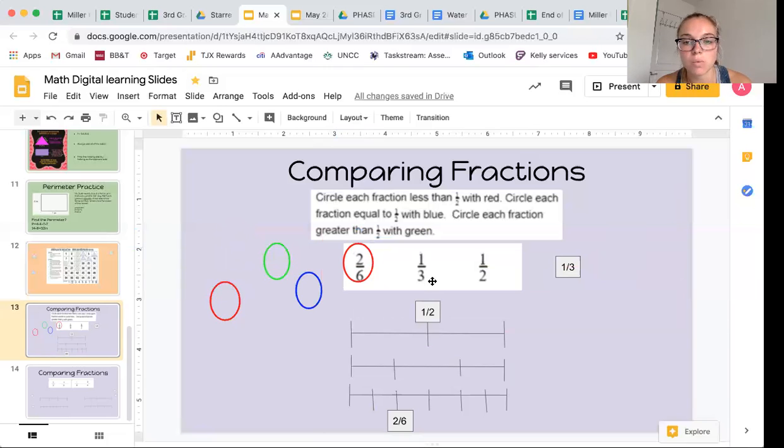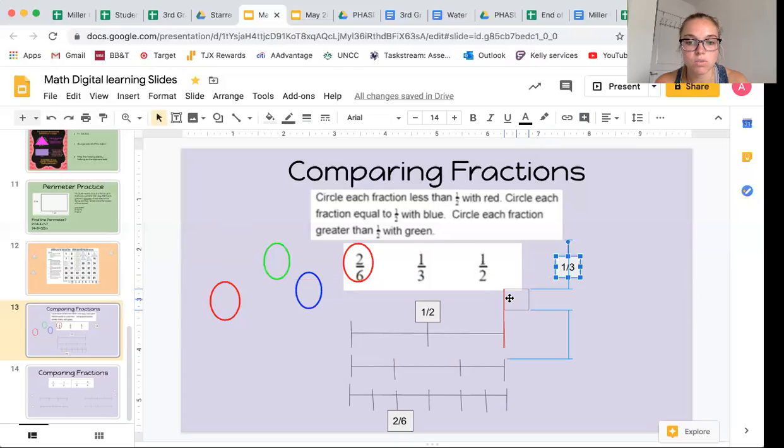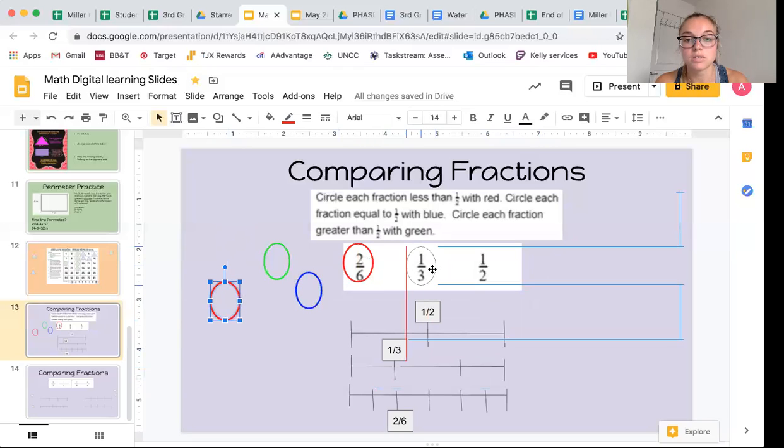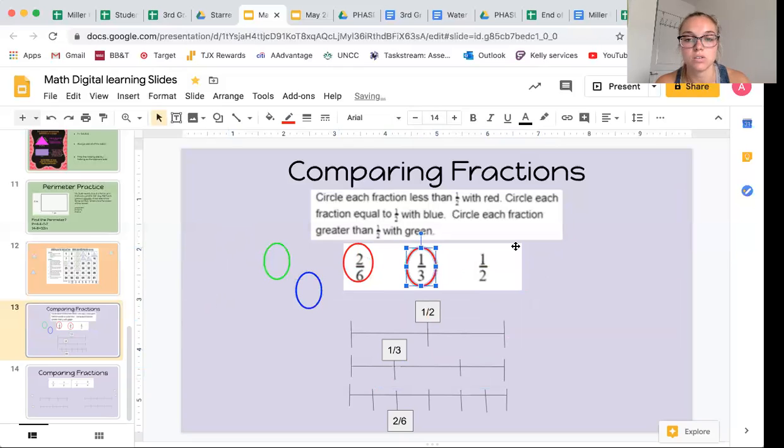Now I'm going to look at 1/3, and that is going to have 3 total pieces. Again, make sure they're pretty much the same size. Mine is a little bit off here, but I need to find something with 3 total pieces. So that's going to be 1, 2, 3, and 1 piece shaded. So the 1/3 will go right about there. So that again is less than 1/2, so that is also going to be circled in red.